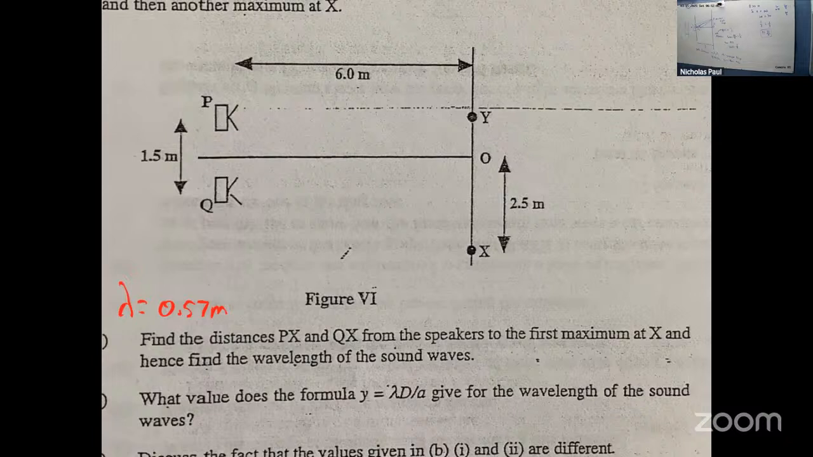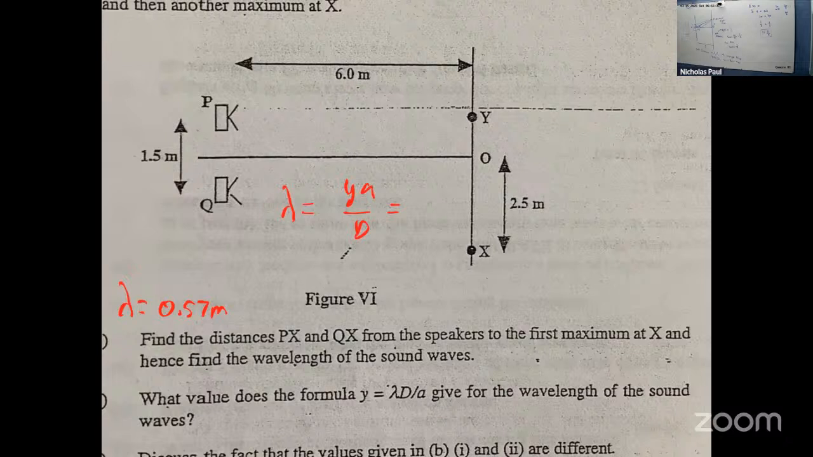In this case, yes, but they want you to change part 2 to use the formula. Use the formula y equals lambda D on a. Right, find wavelength. So lambda is y a on D. What is y? From the diagram, what is y? How do you get that?